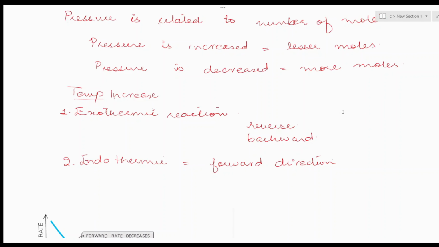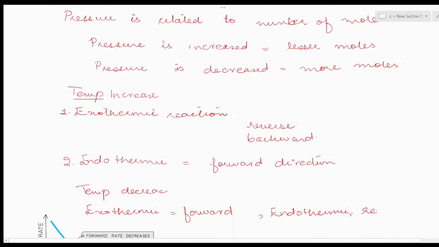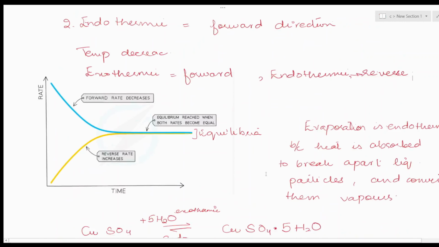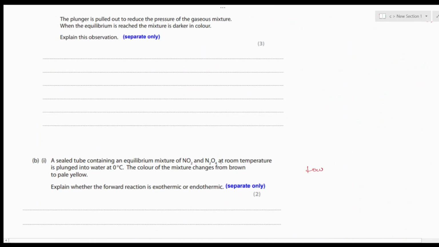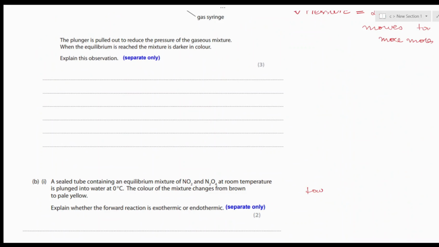It's correct, but it won't be endothermic. It would be exothermic. Let me write it for you here. Temperature decrease. Exothermic means forward direction and endothermic means reverse. Since the temperature is decreased, the reaction is moving in the forward direction. That's why it's getting light in color. So this reaction is exothermic. And how do we explain it?